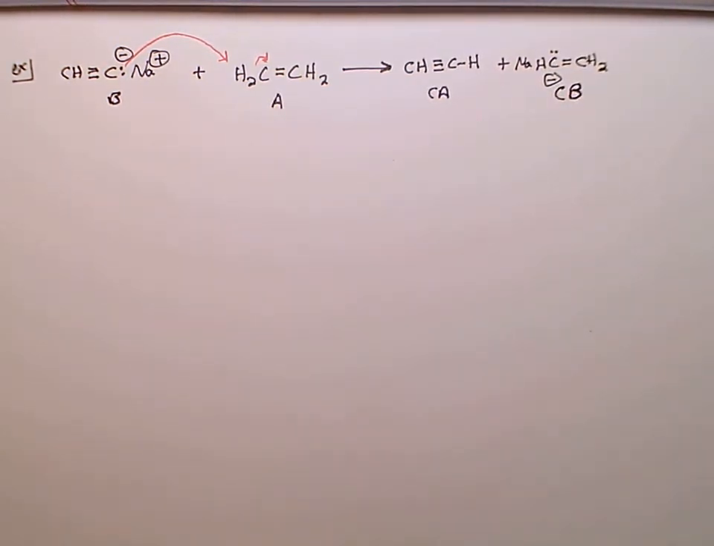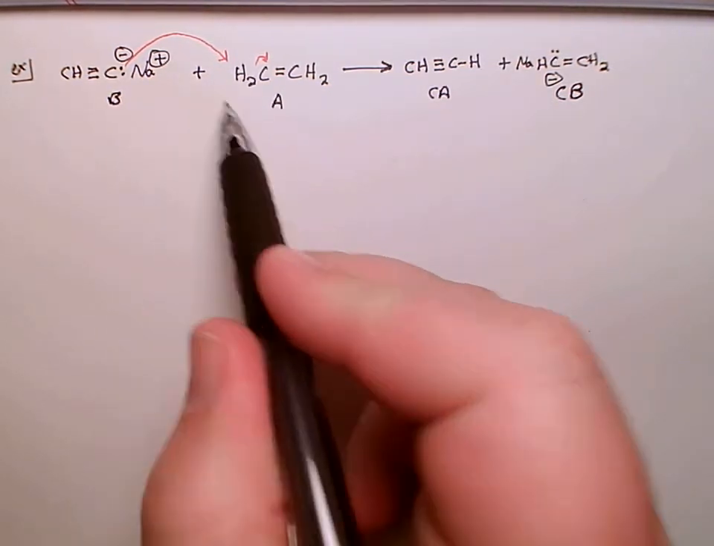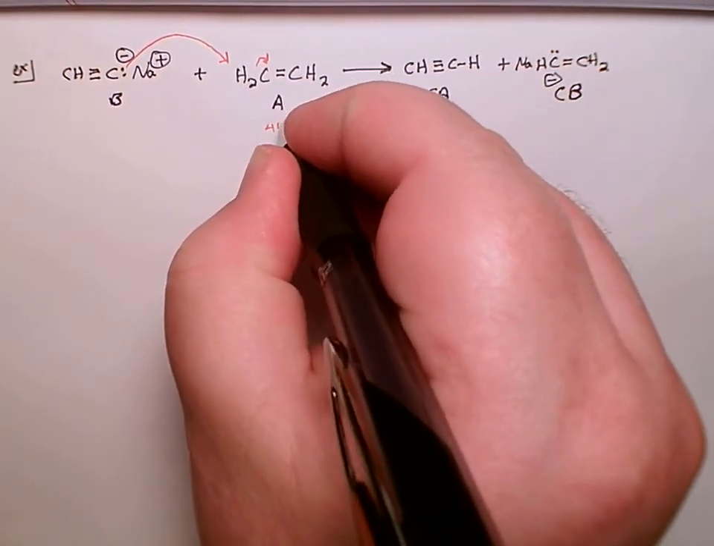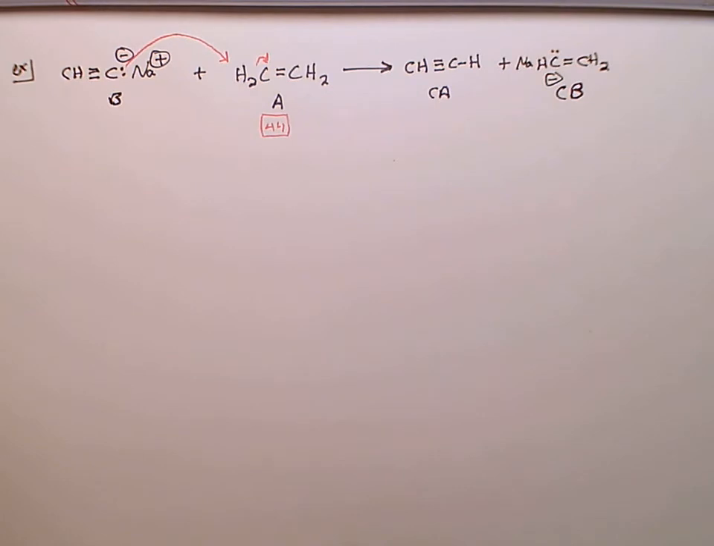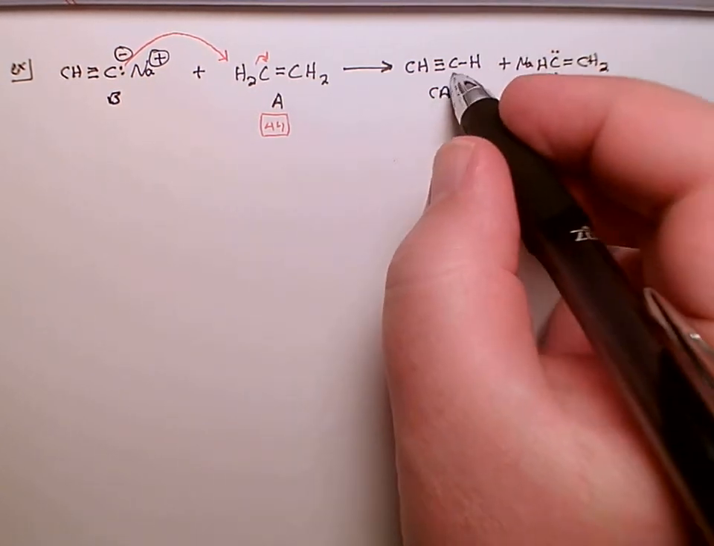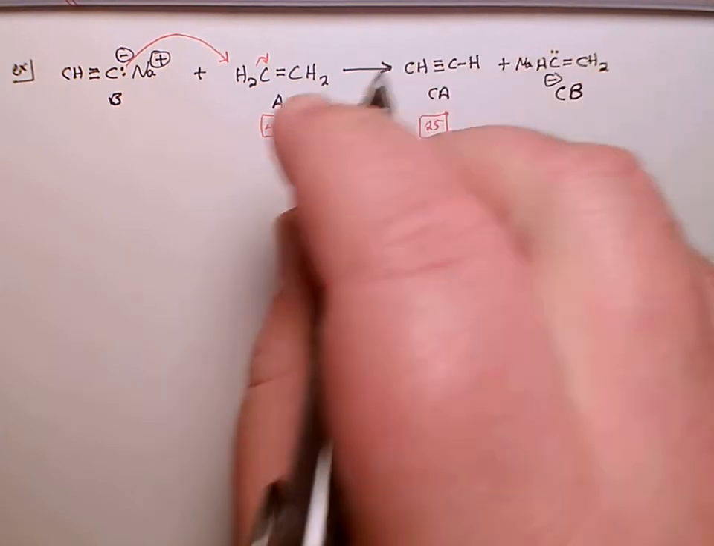Well, which way does this equilibrium lie? Let's take a look. We need to compare the pKa of the acid with the conjugate acid. This is our acid, our proton donor. We recall alkenes have a pKa of 44. Okay, here's our conjugate acid. It's an alkyne. We recall terminal alkynes have a pKa of 25.